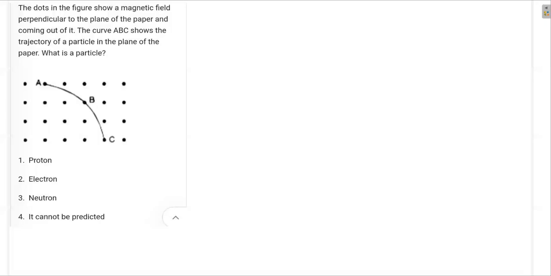Okay, so the next one. The dots in the figure show a magnetic field perpendicular to the plane of the paper. This is a magnetic field dot, and when you say magnetic field dot, dot means out of the plane. Out of the plane of the paper, out of the screen, coming out of it.